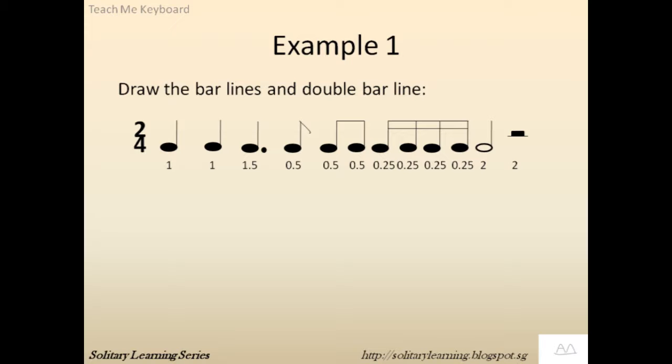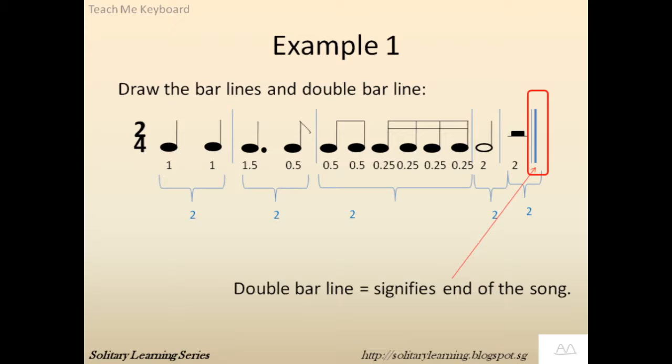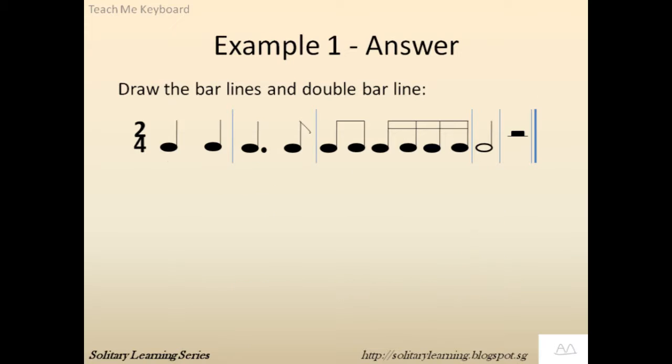Next, let's put down the value of each note beneath them. Since the time signature here is 2/4, we draw a bar line after every 2 units. A bar line is simply a vertical line. So after every 2 units, we draw a vertical line which represents the bar line. At the end of the entire song, we draw a double bar line to signify that the song has ended. So this is the answer for example 1.